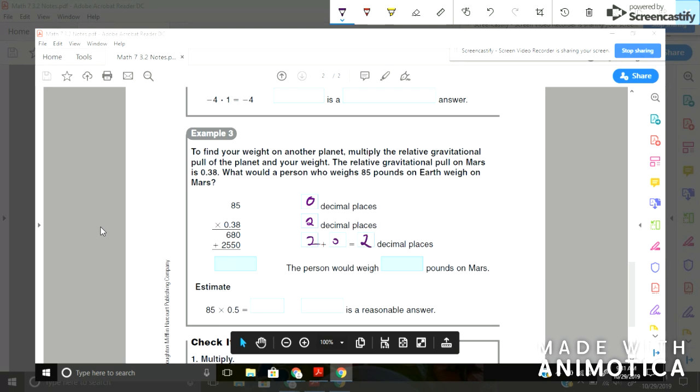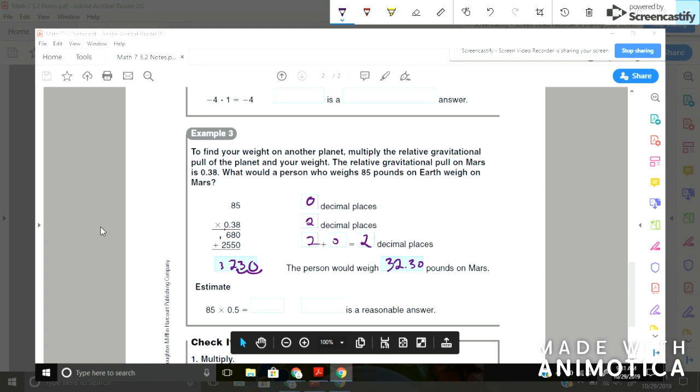Okay, when I multiply here, they've come up with my answers. I just need to add them. So I get 0. 8 and 5 is 13, carry my 1. 12, carry my 1, and 3. So I get 3, 2, 3, 0. And then move my decimal 2 spots in the end. So 1, 2. So the person would weigh 32.30 pounds on Mars. Wow, that is kind of cool.